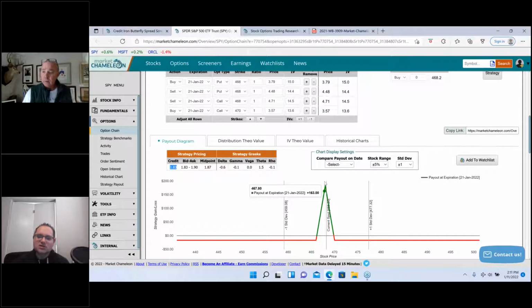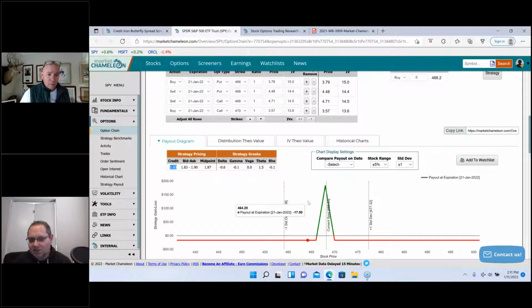All right. And this is a $2 spread. And as you could see here, the range that it's profitable is tight. It's very small, but here the payoff is very big.